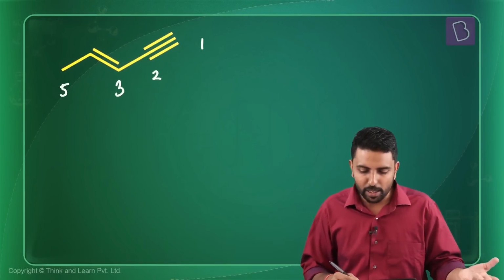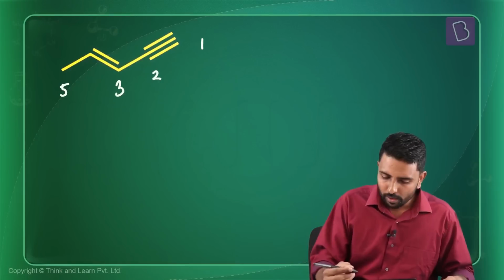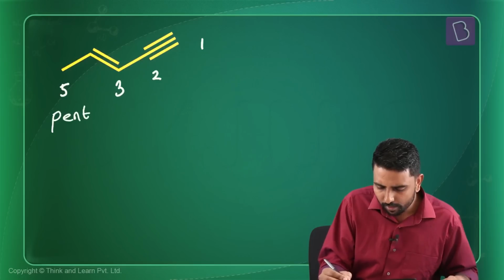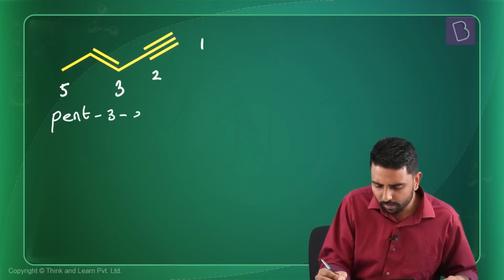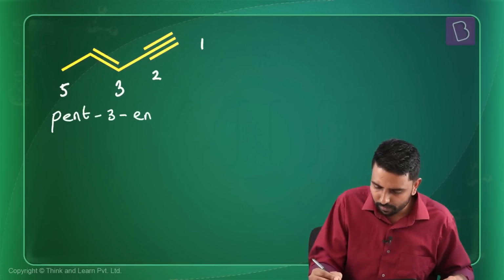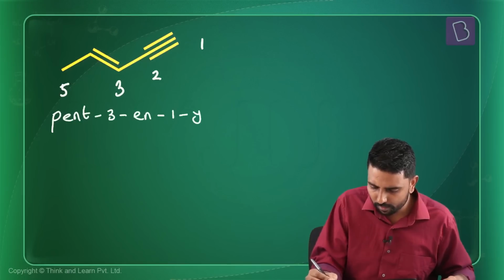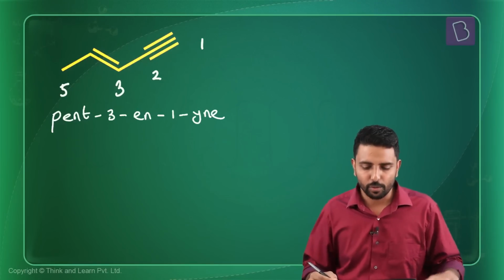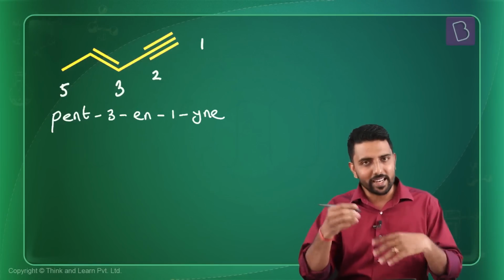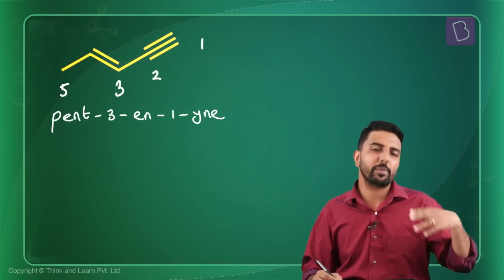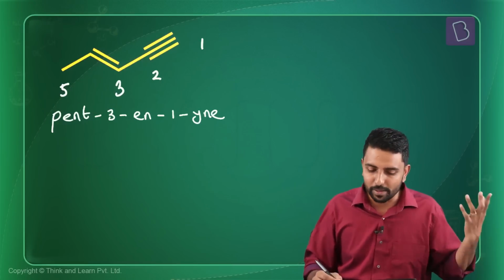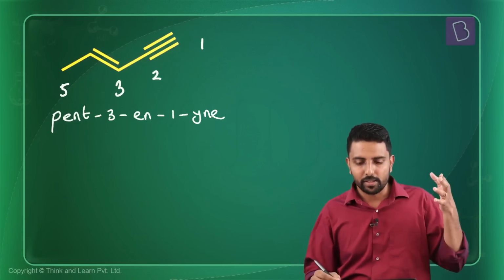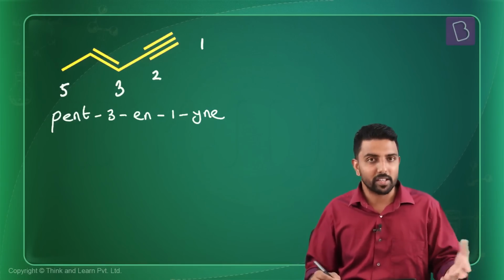So definitely, the name of this compound is going to be pent-3-en-1-yne. So pent, 3-en, denoting that the double bond is between carbon number 3 and 4, whereas the alkyne triple bond finds a place at the very first carbon atom.